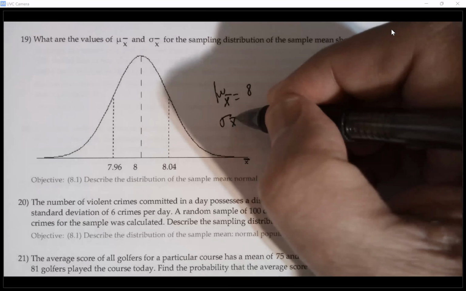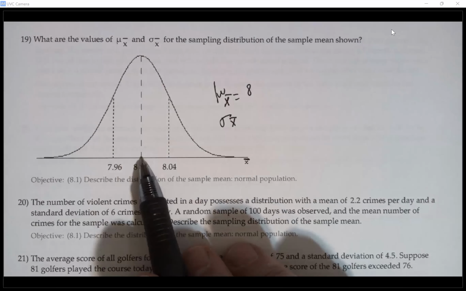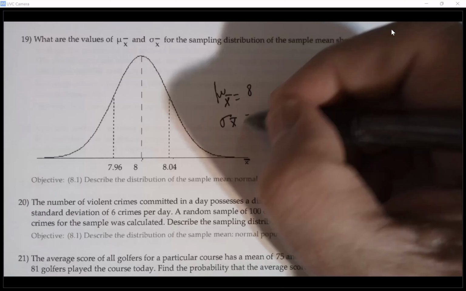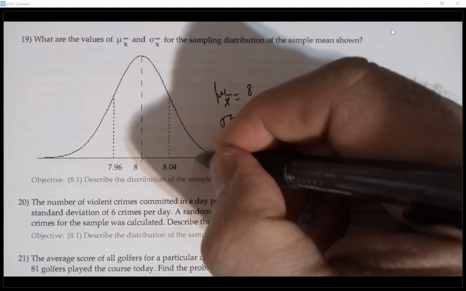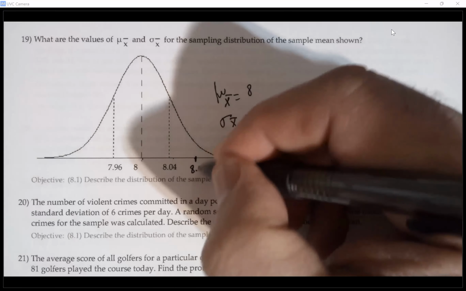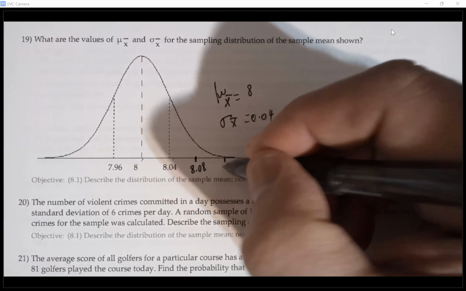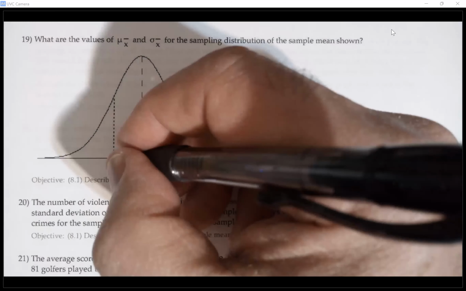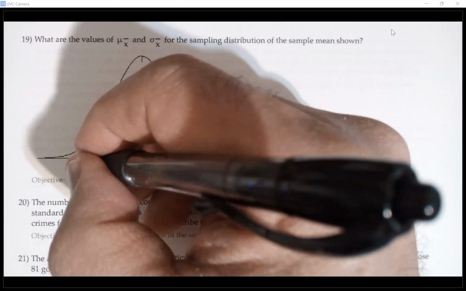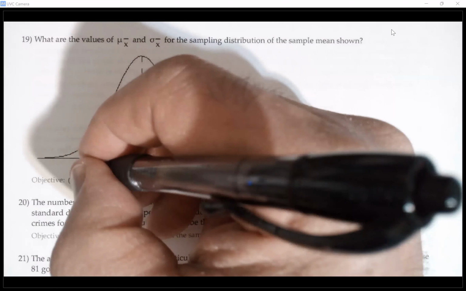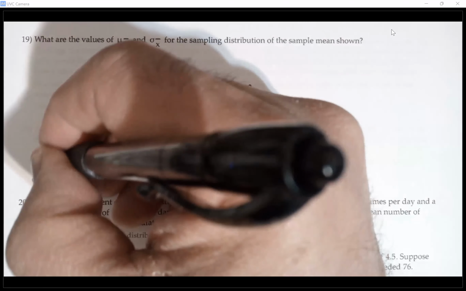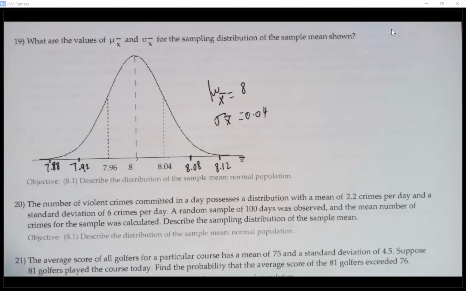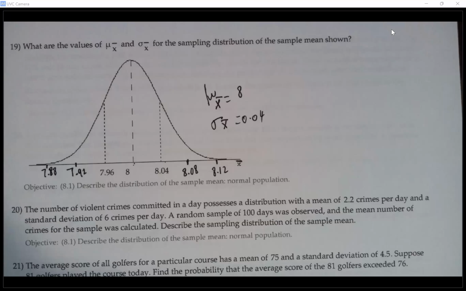Sigma of x bar, how much did we increase 8 to get the 8.04, which is a 0.04, and that's the standard deviation. So if you want to know what the next number will be, 8.08, add 0.04. Then the third standard deviation, 8.12. 7.96, subtract 0.04 will be 7.92, and here will be 7.88. But remember, this is X bar, the distribution of the sample mean.